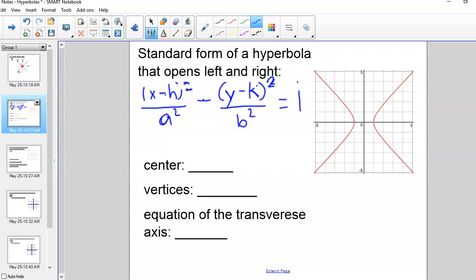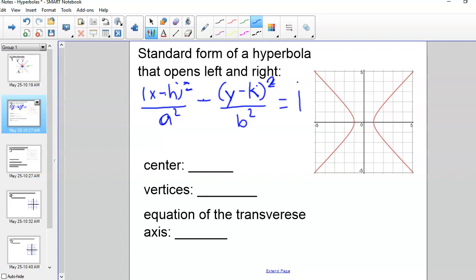And so whenever you see this equation, it looks almost identical to an ellipse. The only difference is that you're going to have that minus sign in between. Now this hyperbola opens to the left and to the right because the x value is positive, and we've got a minus in front of the y. We're going to also look at hyperbolas that open up and down, and that will be the opposite for them.